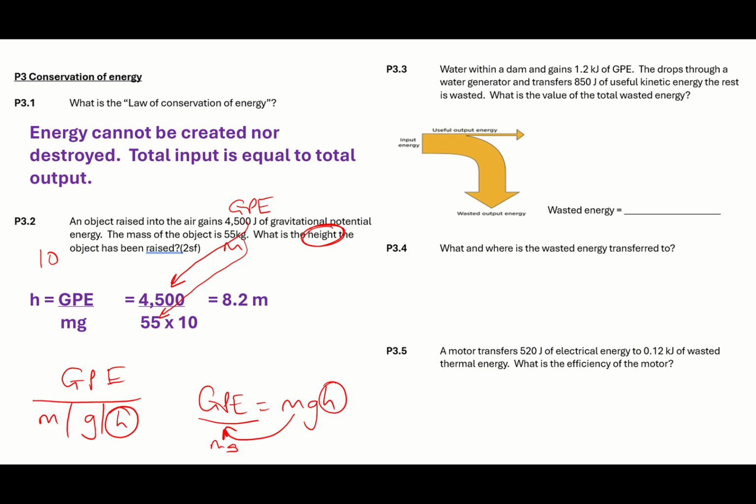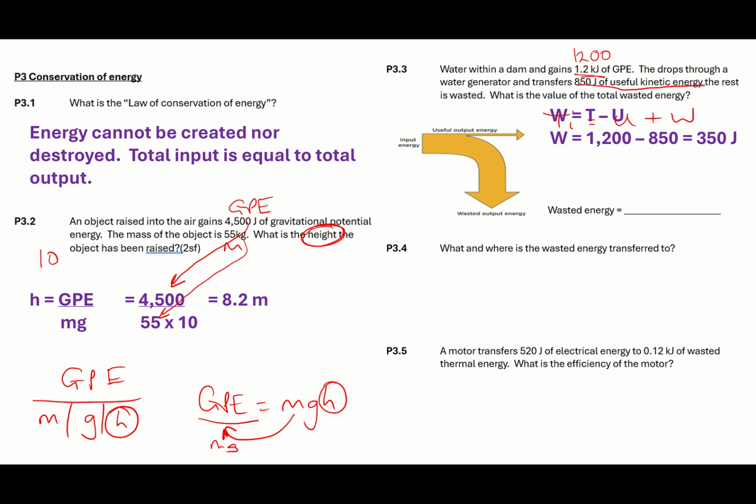Next part, water within a dam gains 1.2 kilojoules. So that's 1,200 joules. I'm going to change that there. This drops through a water generator and transfers 850 J of useful kinetic energy. The rest is wasted. What is the value of the total wasted? Well, we know that total input equals useful plus wasted. So if we take the 850 from the 1,200, we're left with our wasted energy.